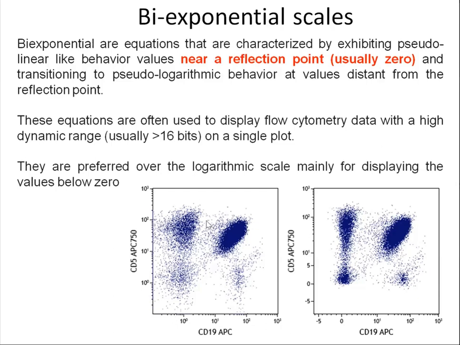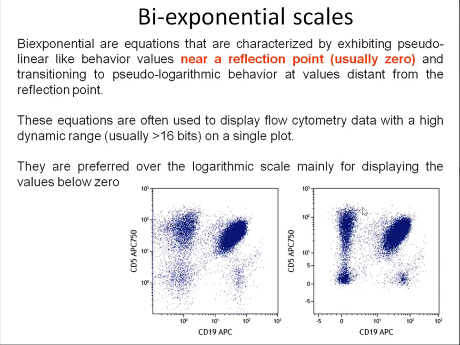So if you see here, this is a log scale, and this is a bi-exponential scale. You see this is log scale, 0, 10 power 0, 10 power 1, something like that. But if you use a bi-exponential scale, you see this area is a linear scale, -5, 0, 5, and then log scale starts. So near the reflection point, or near 0, it will be a linear scale. And beyond that reflection point, it will be a log scale.